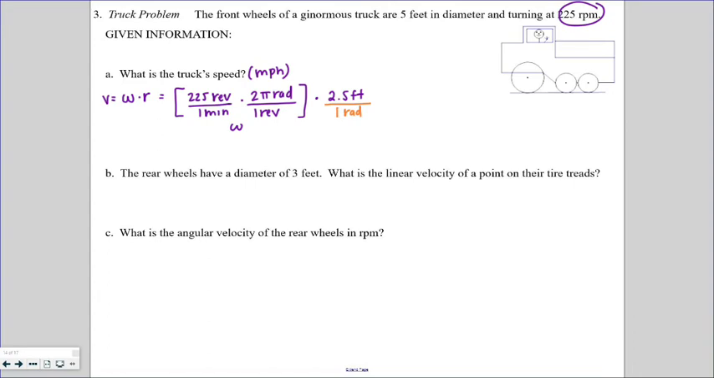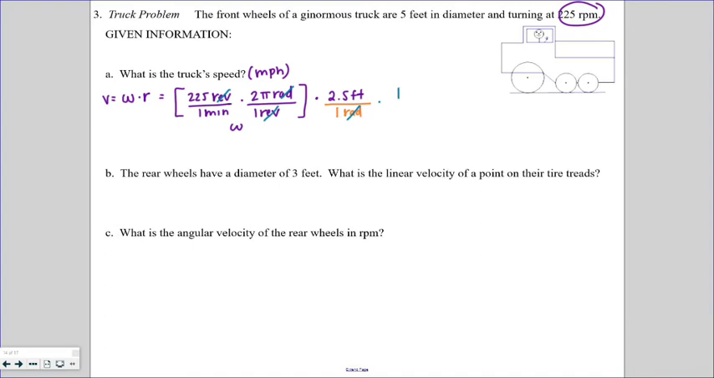And then if I take a look at the units that cancel, the revolutions cancel, the radians cancel, and now I'm left with feet per minute. But we don't want feet per minute, we want miles per hour. So I'm going to continue to convert until I have the right units. So I'm first going to convert feet to miles.